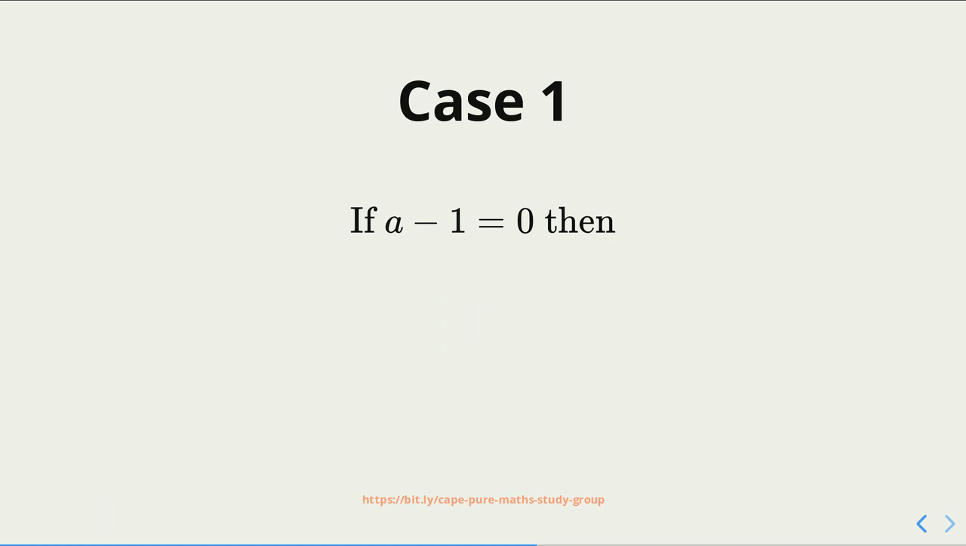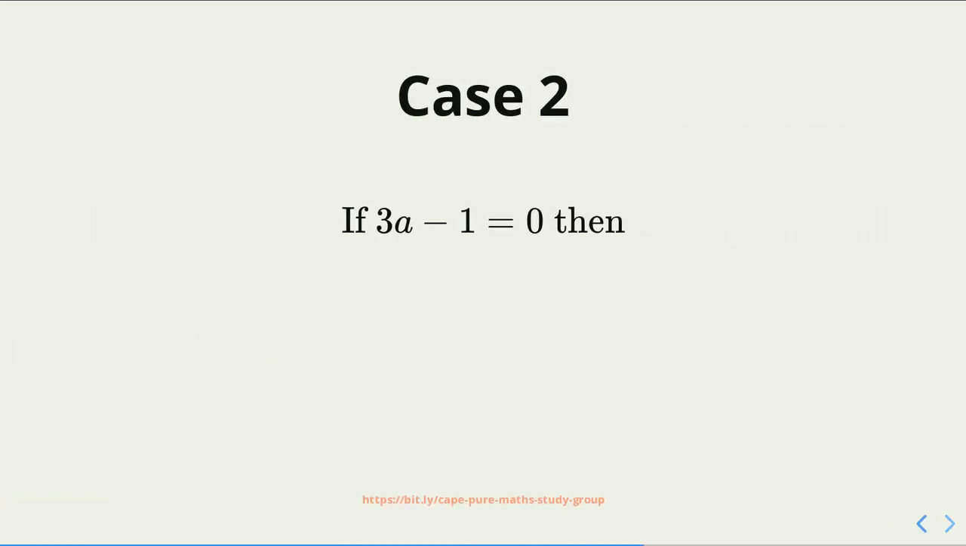In the first case, if a minus 1 is equal to 0, then a is equal to 1, which implies 2 to the x is equal to 1, which implies x equals 0, since 2 to the 0 is equal to 1. In the second case, if 3a minus 1 is equal to 0, then a is equal to a third, which implies 2 to the x is equal to a third, which implies x is equal to log base 2 of a third by the definition of logarithms. Before completing the question though, we should check that the values we got do indeed satisfy the equation.